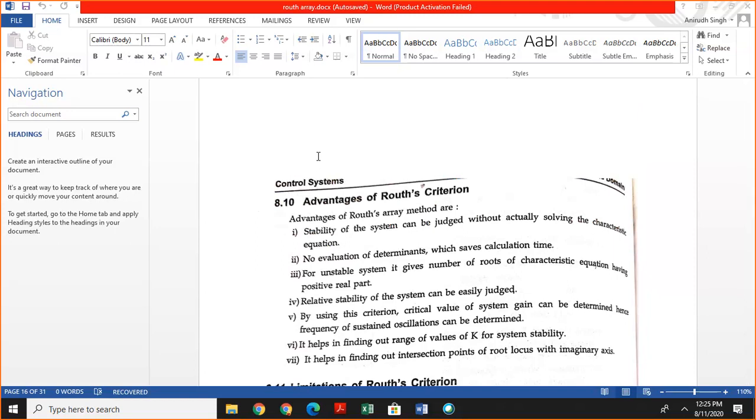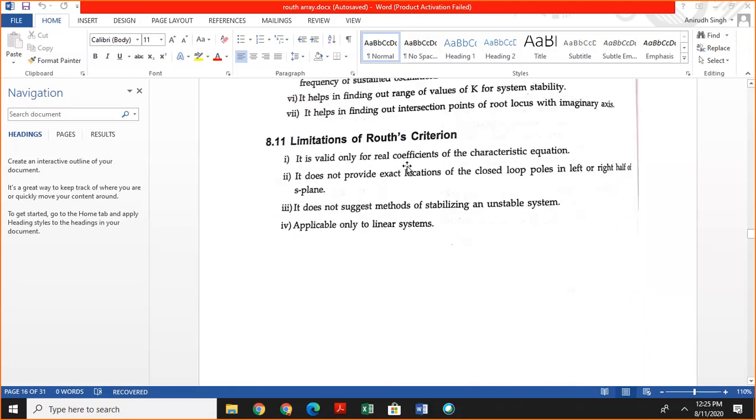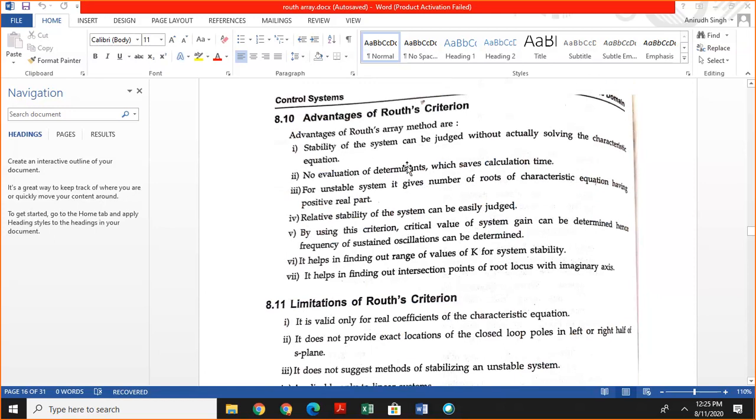In this lecture, we will solve some problems on root locus theory, root criteria, root stability criteria. Advantages of root criteria. Stability of system can be judged without solving the characteristic equation.